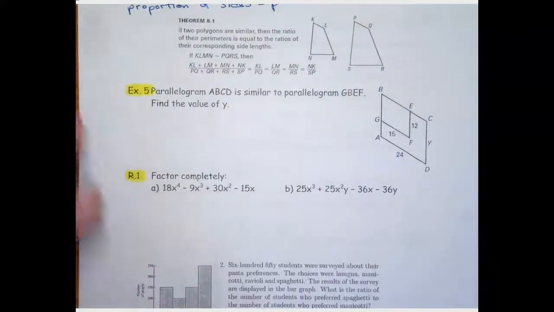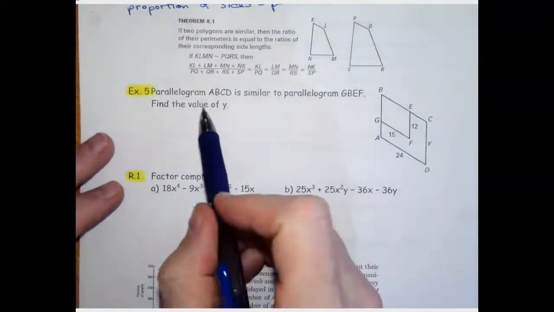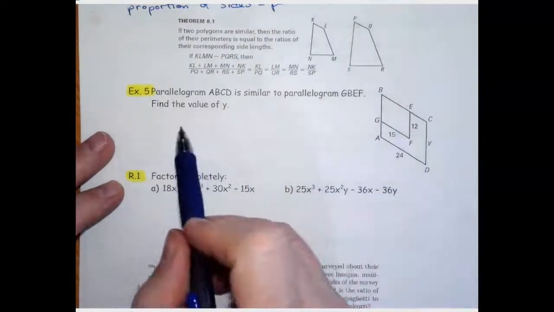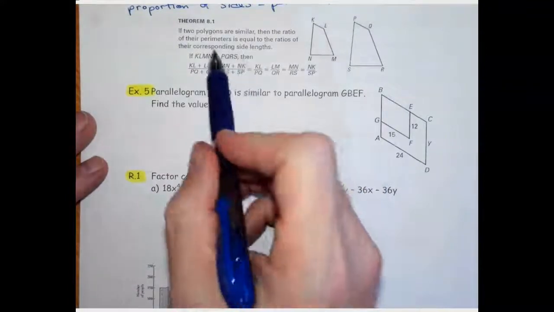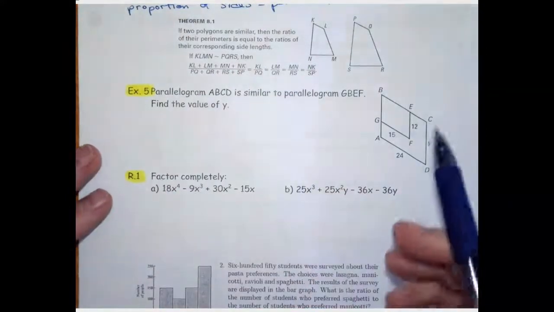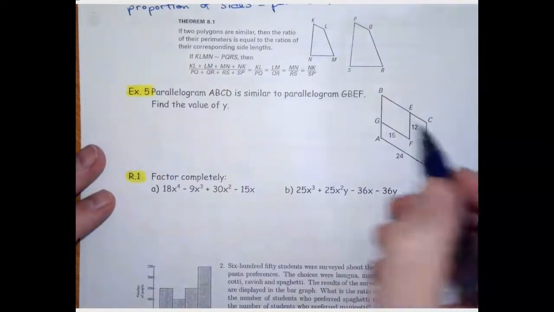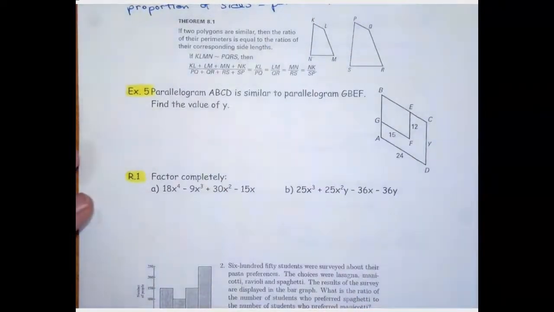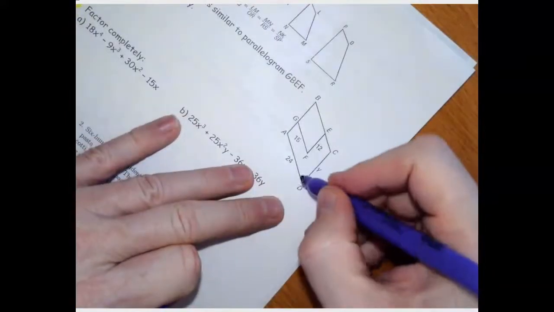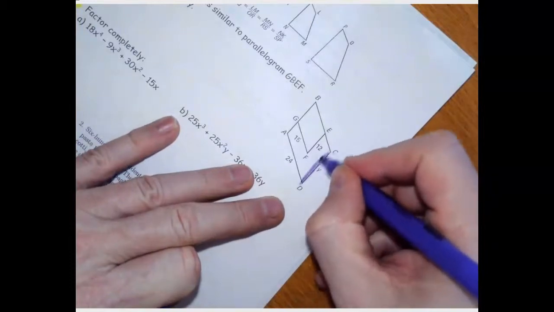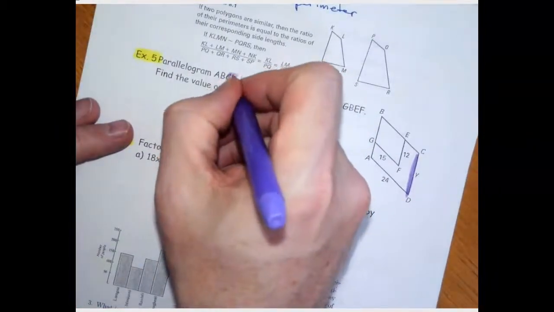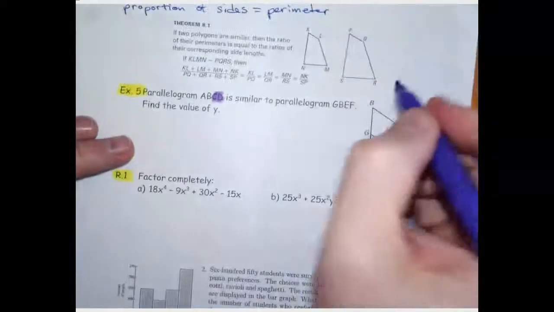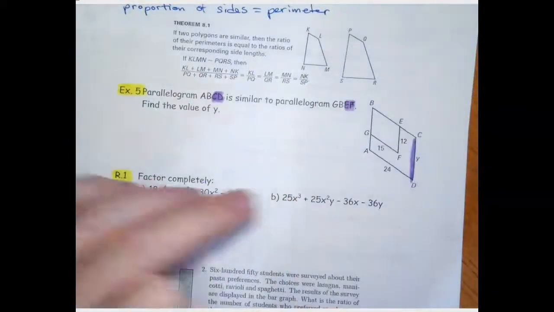Okay, so if we look at this, the parallelograms are similar, find the value of y. They want us to find y. So if we look at this, CD, let's find that. CD is right there, and CD is right here. So CD is going to match up with EF.